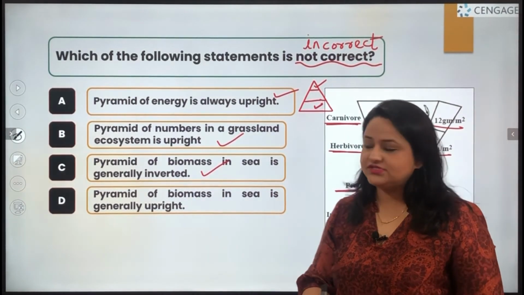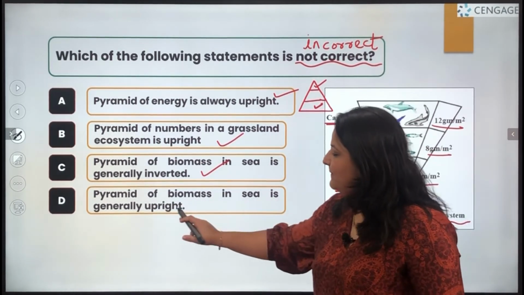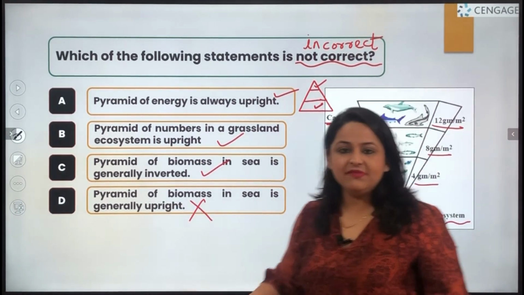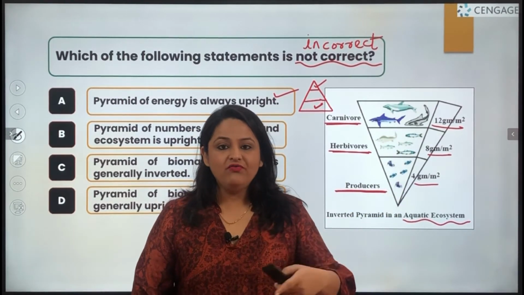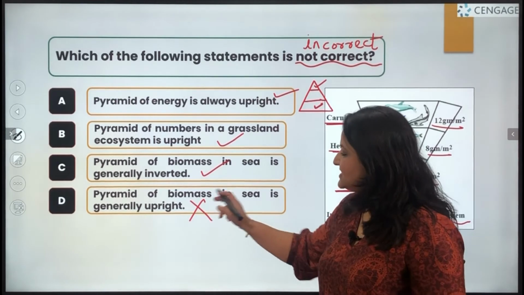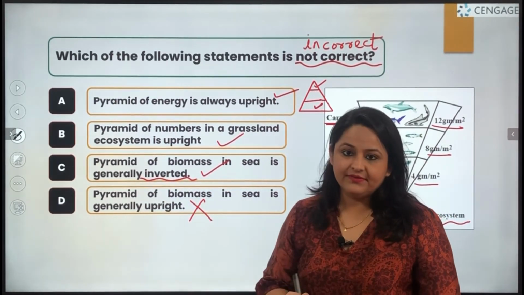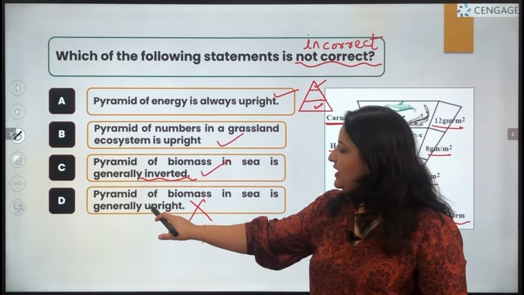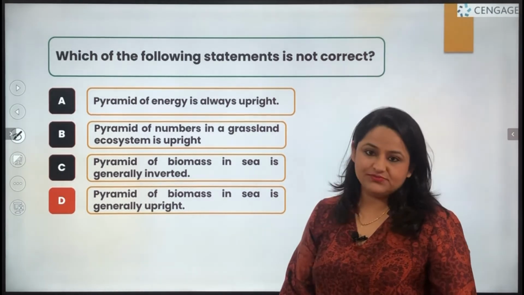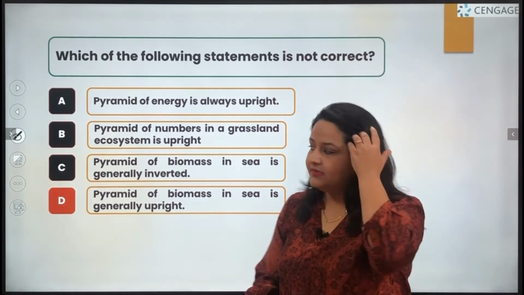Now let's read the fourth statement, which says the pyramid of biomass in sea is generally upright. Obviously this is a false statement, because we have just discussed that the pyramid of biomass in the sea is generally inverted. It is not upright. So we had to find a false statement, and the answer over here will be the D option. Now let's take up another question.